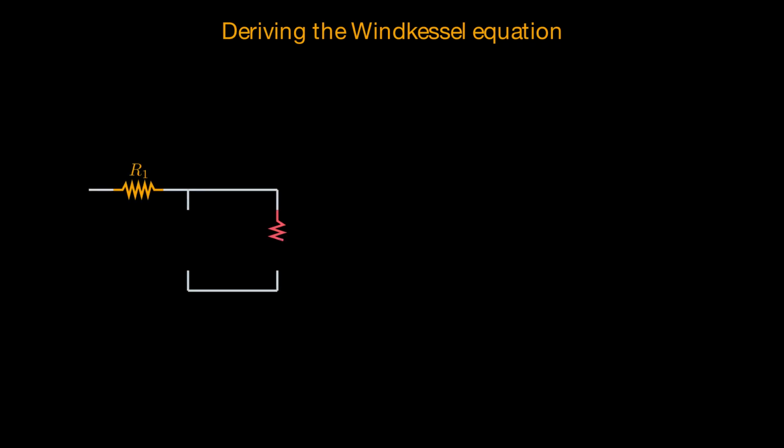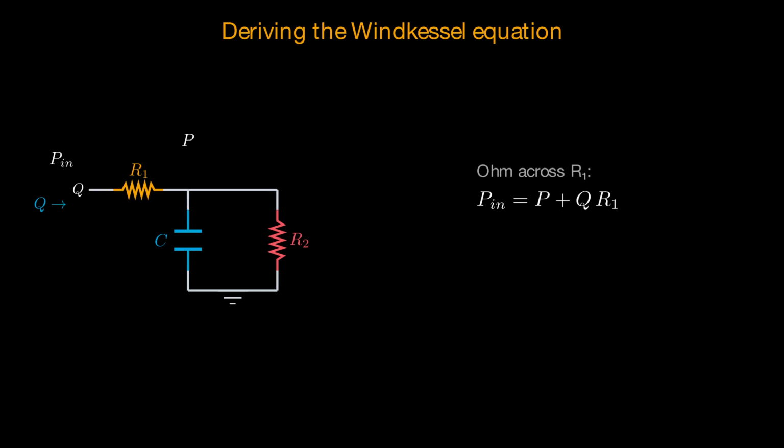So where does the Windkessel equation actually come from? Just two laws apply to this circuit. Call the pressure the CFD outlet feels P_in, and the pressure at the node just past the proximal resistance, P. The first law is Ohm's law across that resistance. The pressure it drops equals the flow times its resistance. So P_in equals P plus Q times the proximal resistance. The second law is conservation. The flow arriving at the node splits between the two elements it meets. Some of it charges the compliance, the rest passes through the distal resistance.